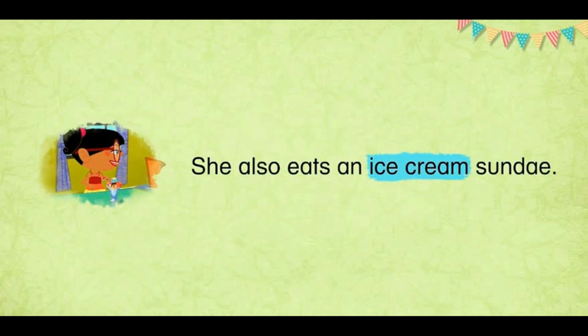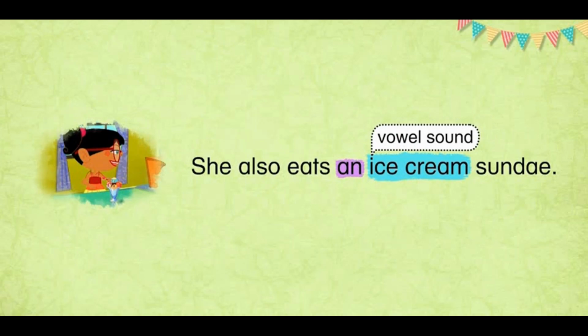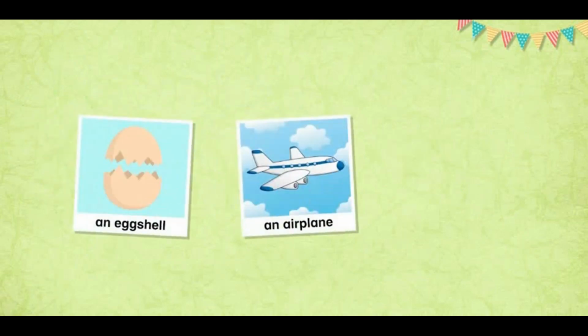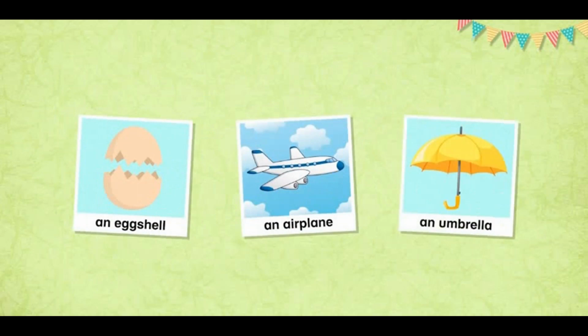Ice cream begins with a vowel sound, so we use an before it. Just like that, we say an eggshell, an airplane, an umbrella. All these words begin with vowel sounds.